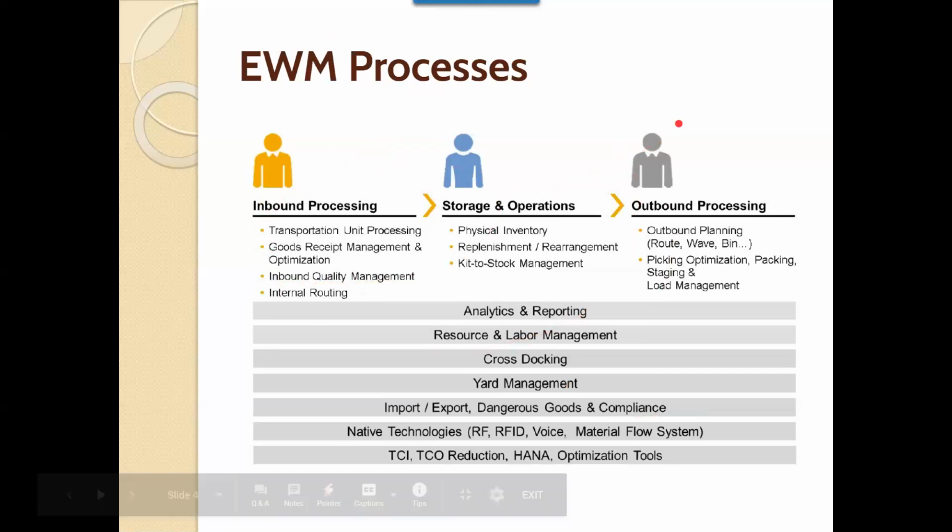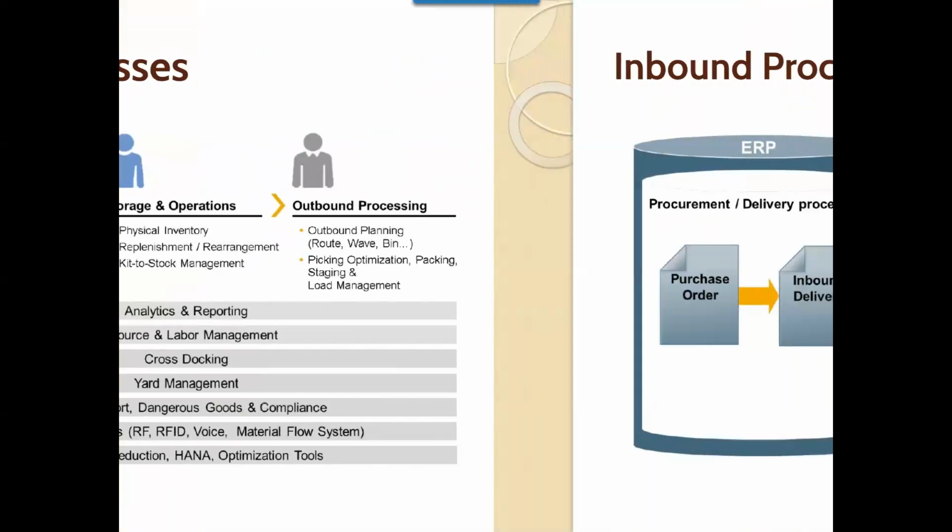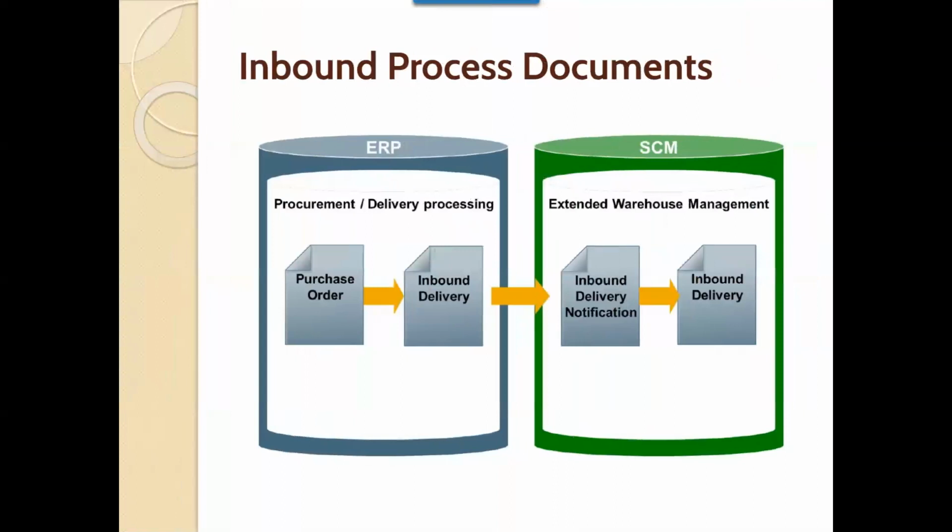Okay. And going to the next slide, we are going to talk about inbound operations. What are the documents existing in the inbound and outbound? In the inbound process, if you are using ERP and a separate EWM, both systems are separate. In that case, you have a purchase order and then an inbound delivery. Once the purchase order is created, it will send this information to the vendor. That vendor is going to give you an inbound delivery.